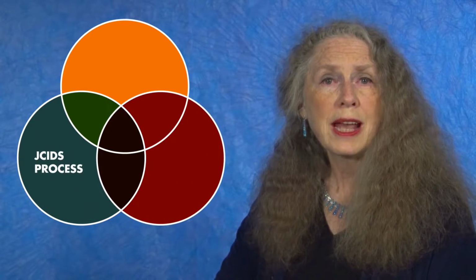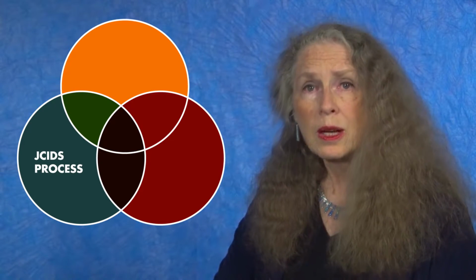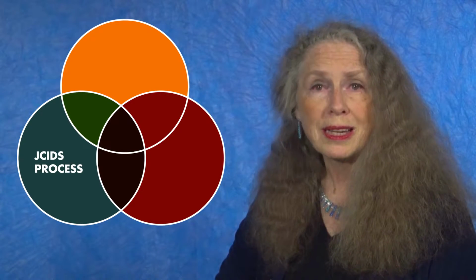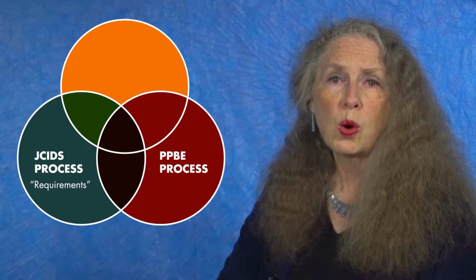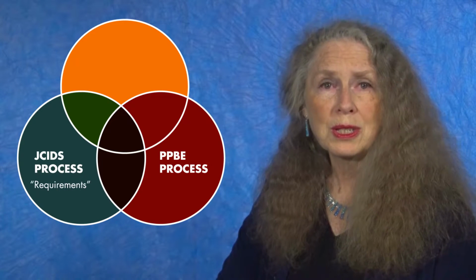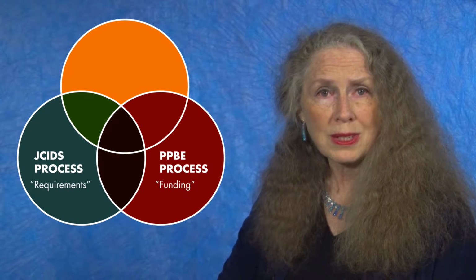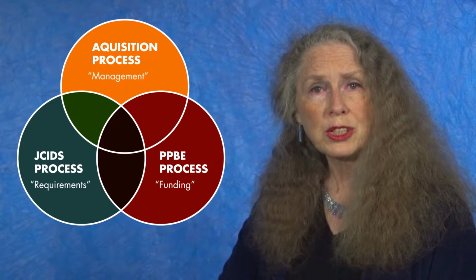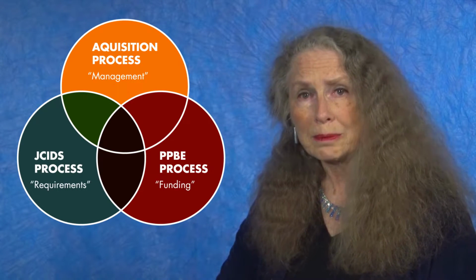These processes are formally referred to in the following way. First, the Joint Capabilities Integration and Development System, or JCIDS, which is the process used for identifying warfighter requirements. Second, the Planning, Programming, Budgeting, and Execution System, or PPBE, used for allocating resources and budgeting. And third, finally, the Defense Acquisition System, or DAS, for developing and/or buying an item.